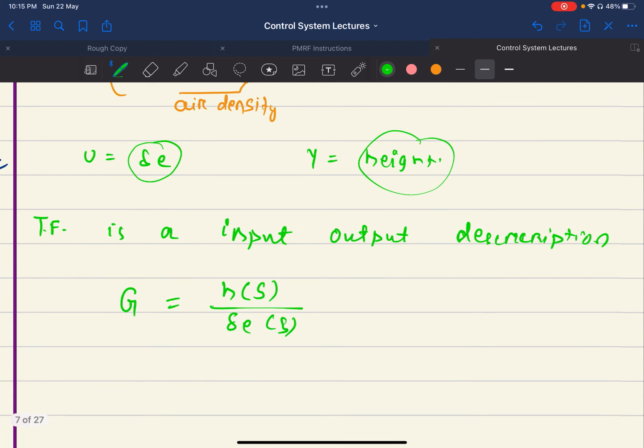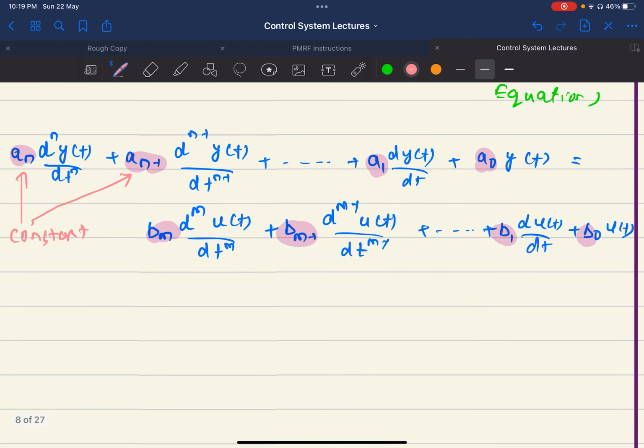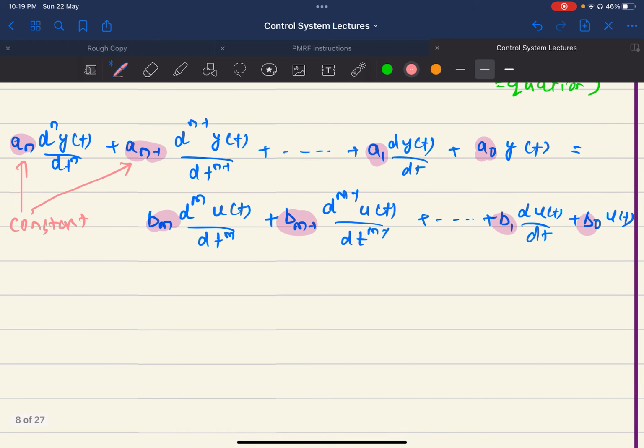So if we assume all these terms, a_(n-1), a1, a0, b_m, b_(m-1), b1, all these are constants, everything is constants, then this is simply a linear ordinary differential equation. To solve this equation will take a lot of time and hard work. It is very complicated to solve. So, how do we solve it?